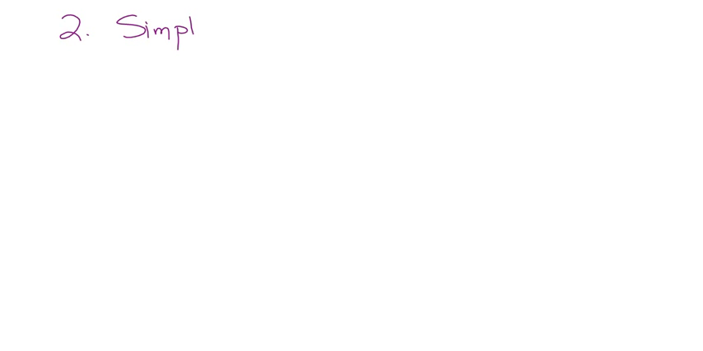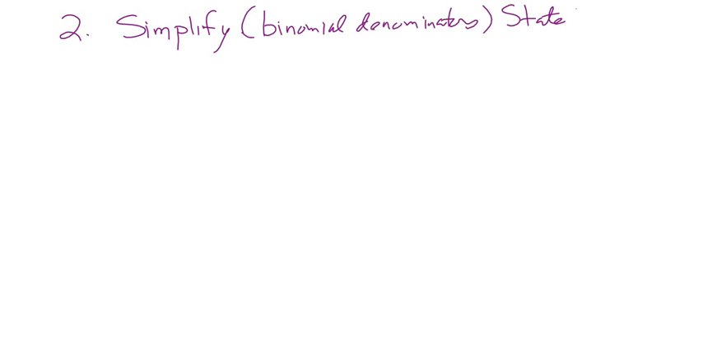Instructions again are simplify. They won't change until tomorrow, right? Then they'll become solve. So simplify. This is going to have binomial denominators, and state restrictions. Why are we stating restrictions? Tomorrow when we solve, we will do something with the restrictions. So that's why we're just practicing stating restrictions.